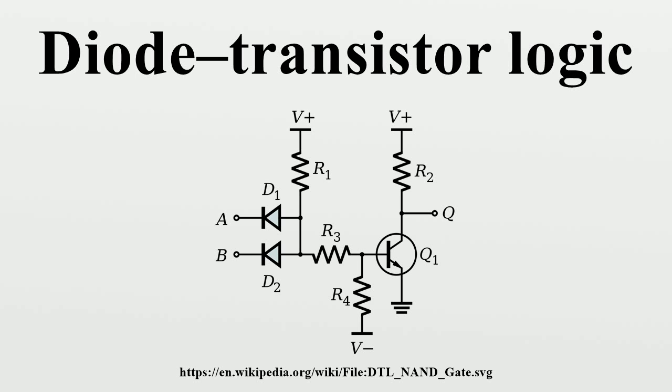Interfacing considerations. A major advantage over the earlier resistor-transistor logic is the increased fan-in. Alternatively, to increase fan-out of the gate, an additional transistor and diode may be used.